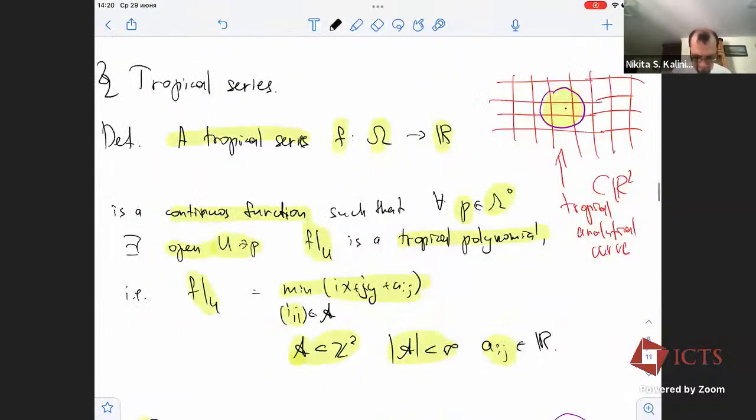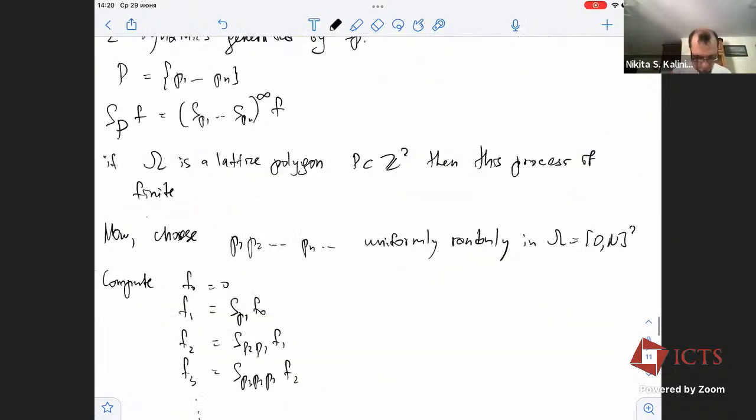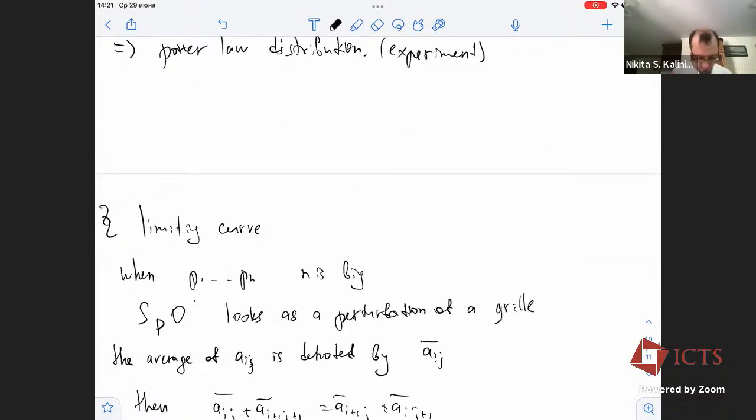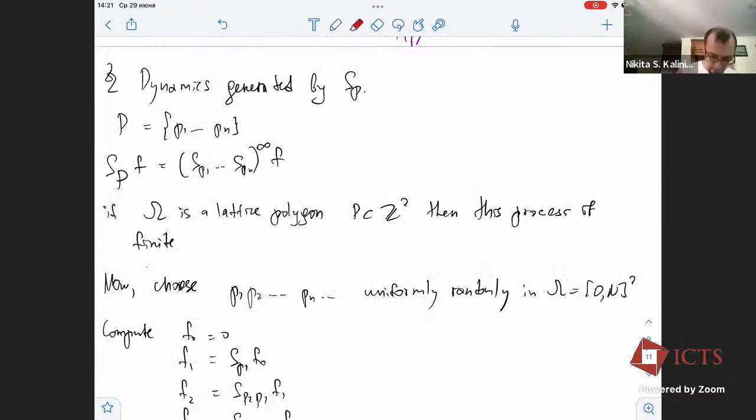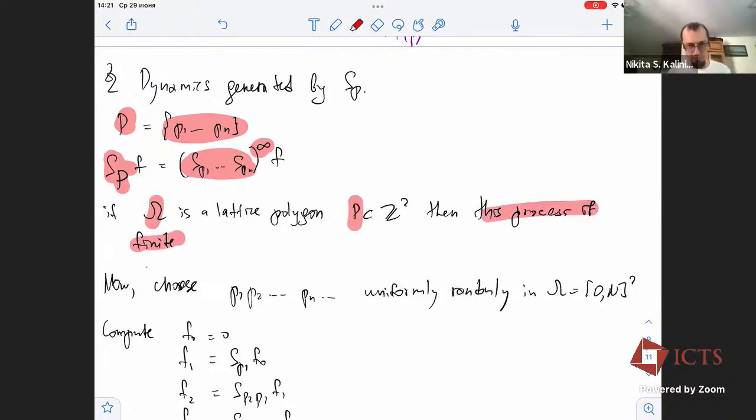Well, now I come to the final questions. Let me start with this: if I have a set of points, my operator SP of F in fact equals the following. I should just perform this shrinking operator for each particular point and perform it until it stabilizes. When omega is a lattice polygon and this set of points are integer points, then this process terminates. So here it's also a theorem that I defined SP of F, but in fact it can be computed by means of shrinking operators for points.